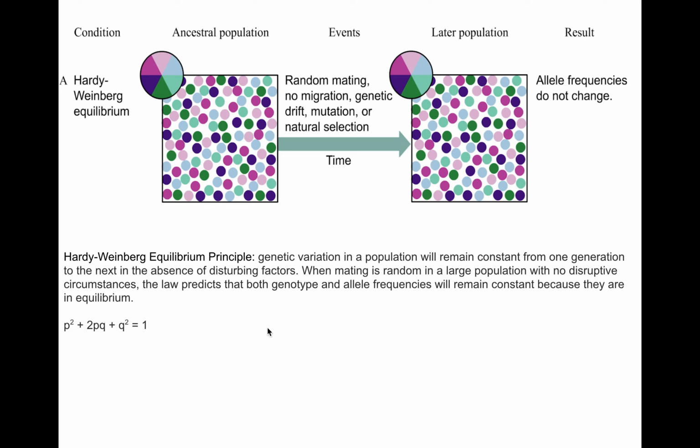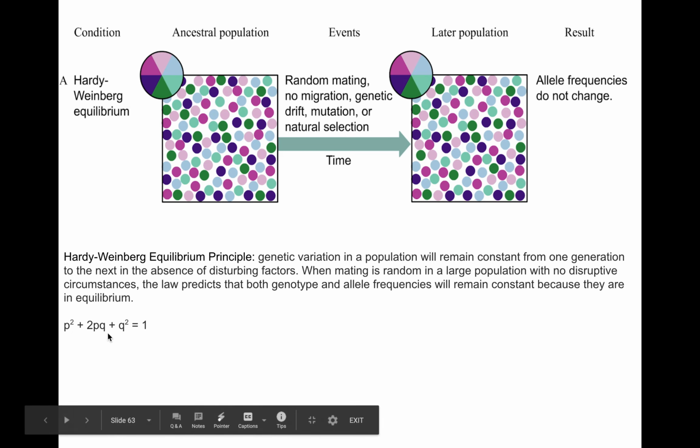Of course, you have to have some requirements for Hardy-Weinberg equilibrium to happen. You have to have random mating, so no sexual selection, anything like that. No migration, no genetic drift, no mutation, and no natural selection. And of course, you also need to have large populations.